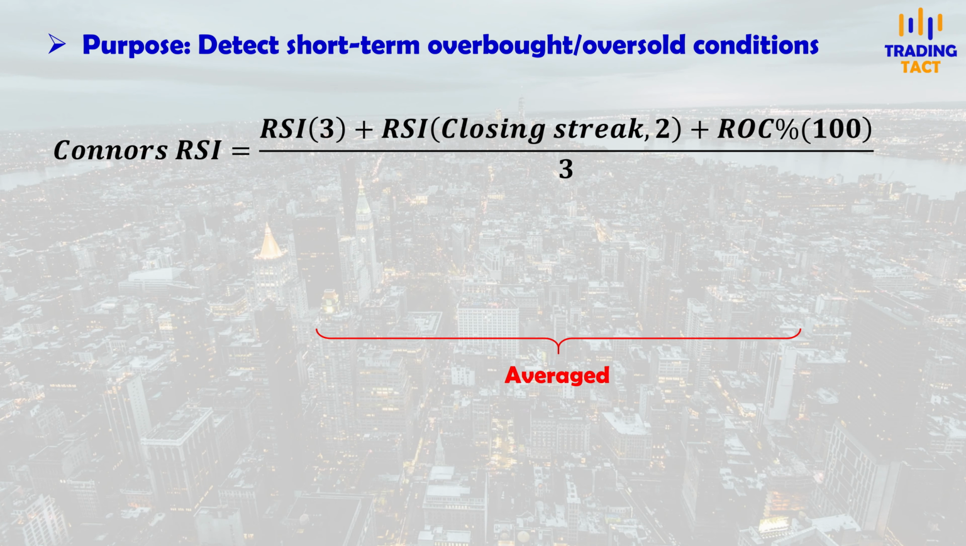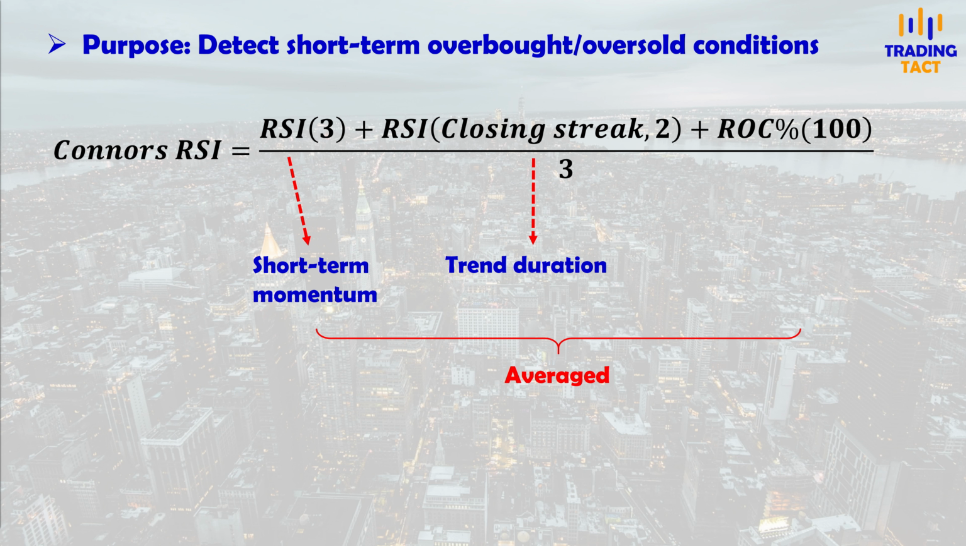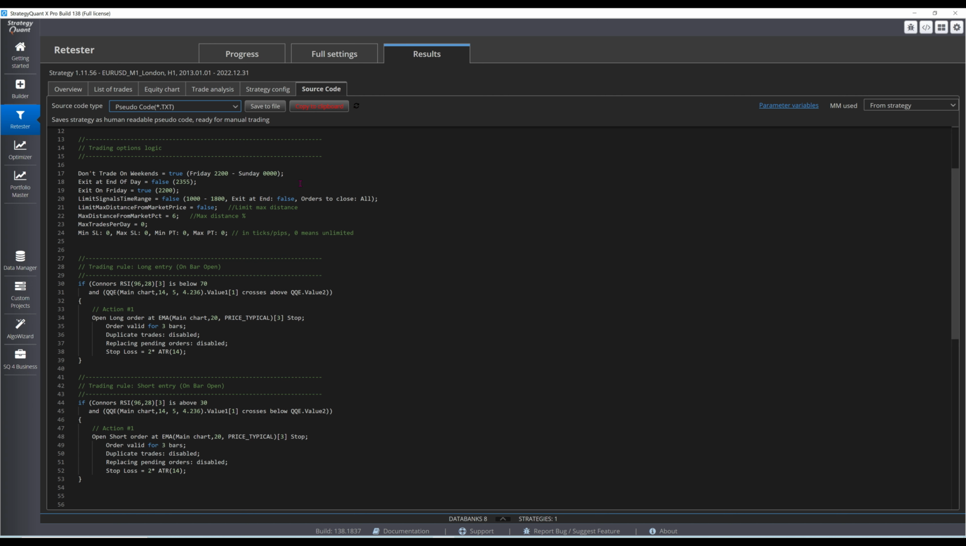Here's a brief flashback. The Connors RSI is calculated by averaging 3 components. First is a regular 3-period RSI, which measures short-term momentum. Second is a 2-period RSI of the number of consecutive higher or lower closes, which measures trend duration. The last component ranks the current price change versus the 100 most recent price changes, which measures the magnitude of price change. For this strategy, a 96 look-back period is used for the price momentum component, while a 28 look-back period is used for the trend duration component.